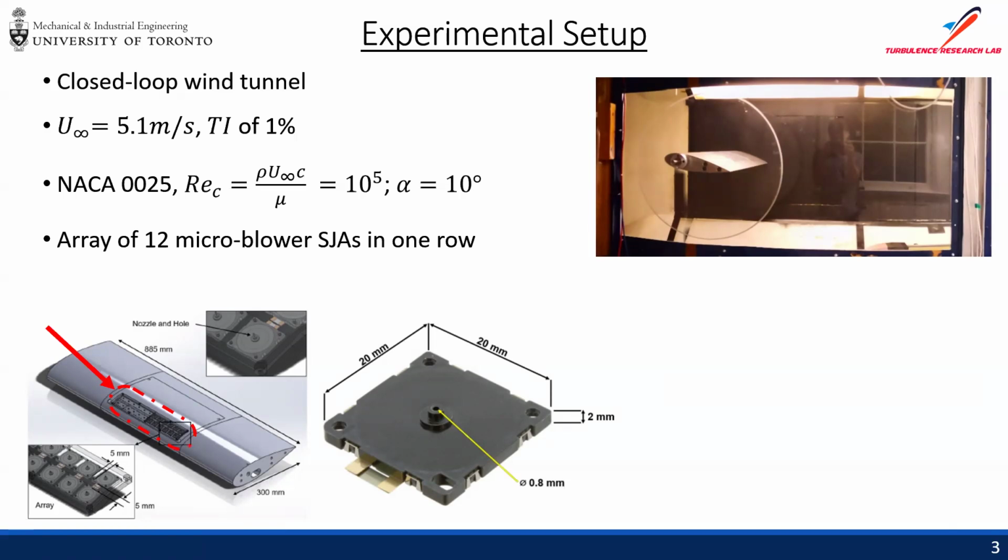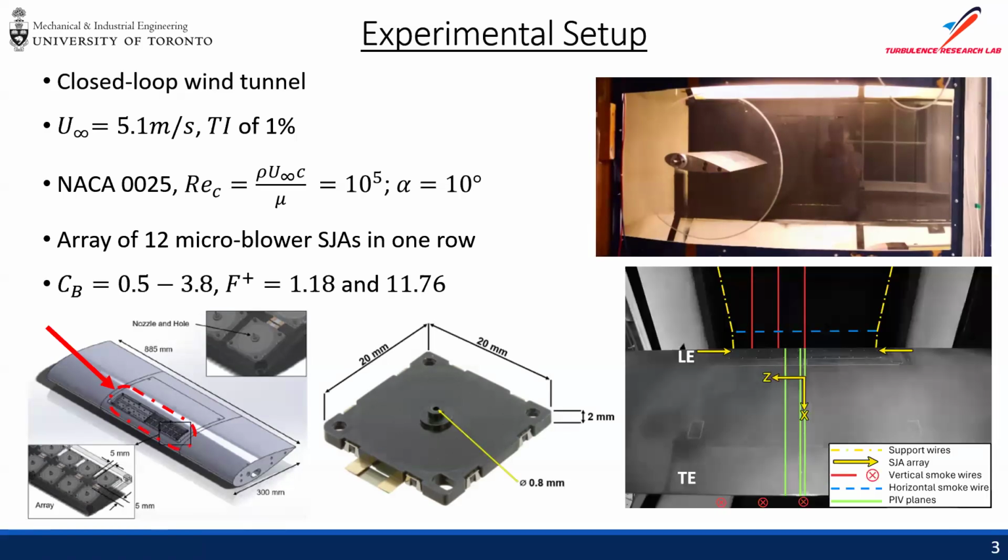On the lower left is a rendering of the airfoil used in the wind tunnel. We actually have two rows of SJAs. However, the second row is not activated. Only the first row is actuated, and each row has 12 SJAs.